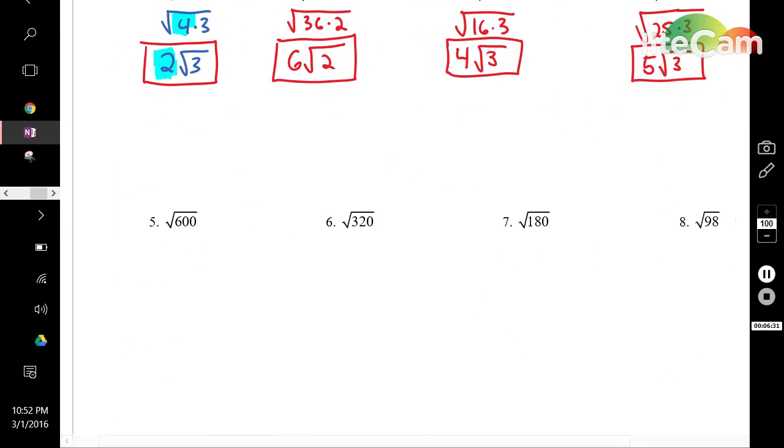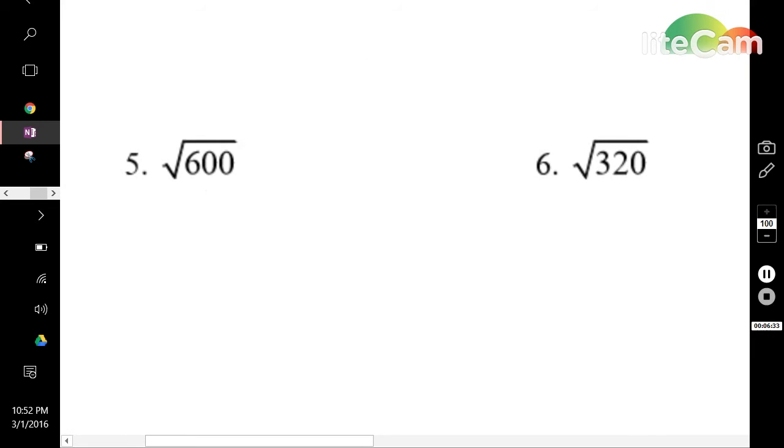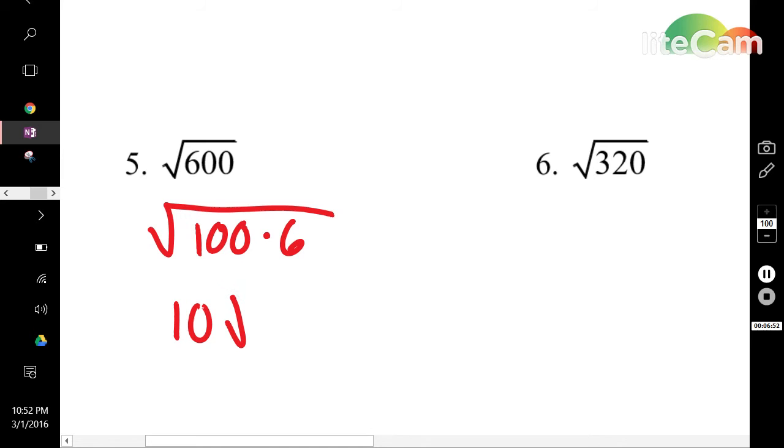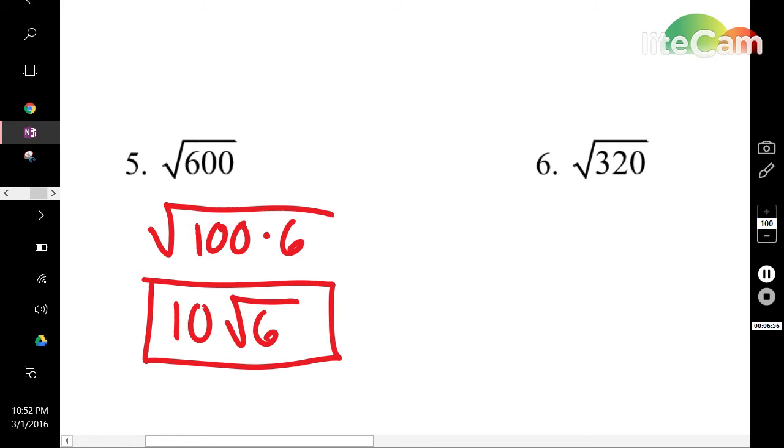Let's do a couple more in this bottom row. 600, okay, it's larger than any of the numbers that I listed. However, 600 should be pretty easy. 100 goes into 600 6 times. And 100 is a perfect square. The square root of 100 is 10. Root 6. 6 is not a perfect square, therefore it does not leave the square root.